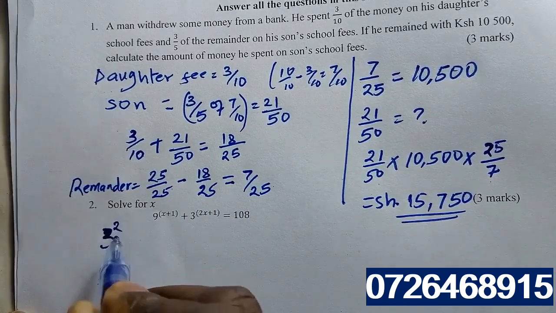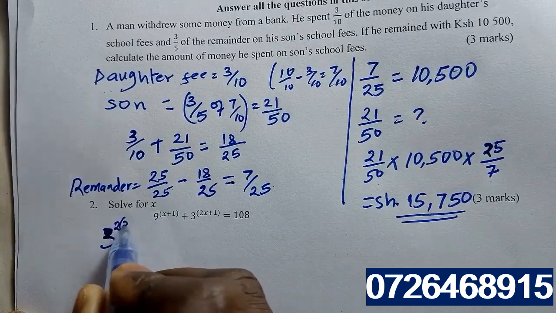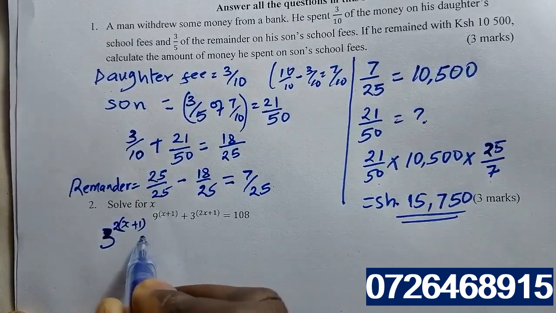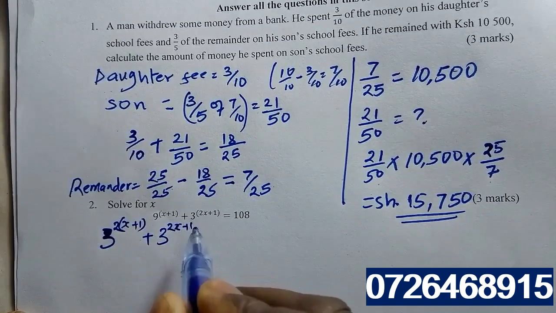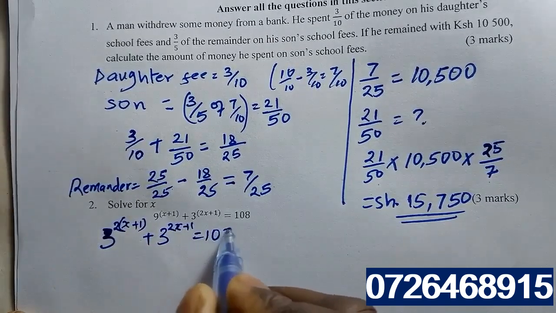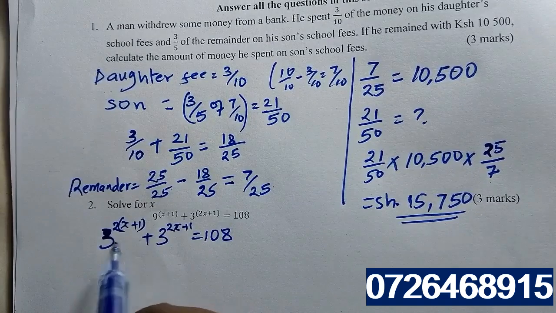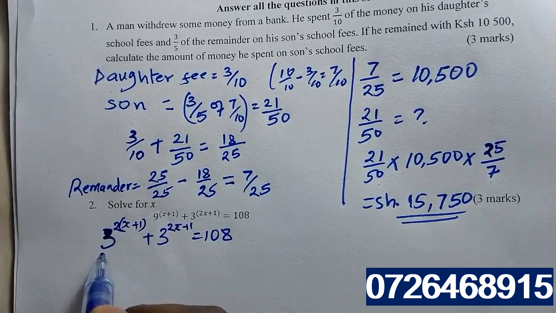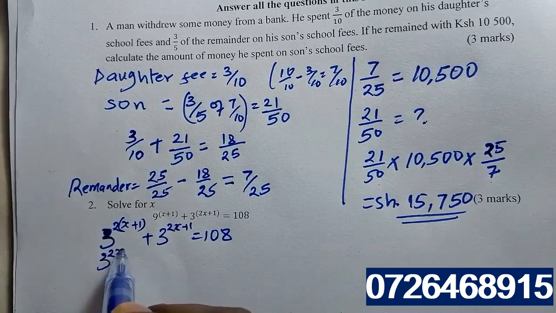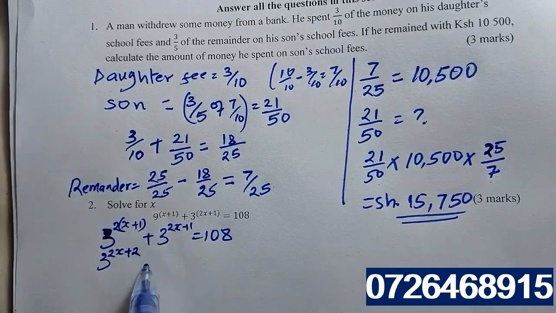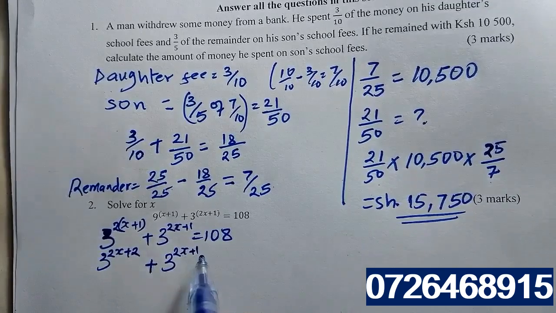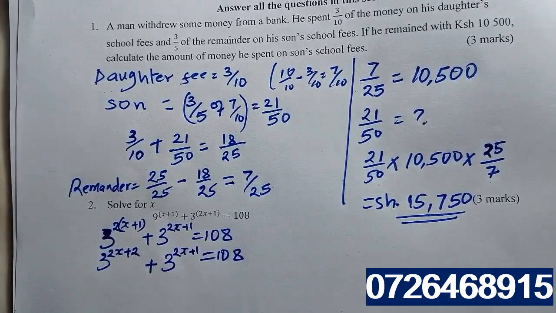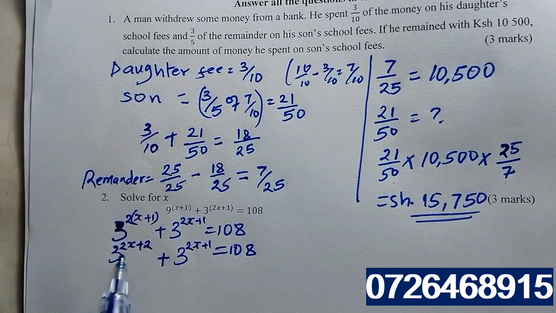raised to power 2. Lakini kuna power nyingine hapa, 3 raised to 2x plus 1, plus 3 raised to 2x plus 1 is equal to 108. Open this one, itakuwa 3 raised to 2x plus 2 then plus 3 raised to 2x plus 1 is equal to 108.